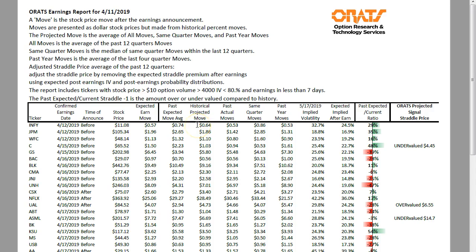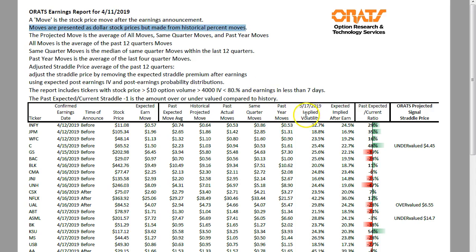And then now we're going to look at projected moves based on actual moves. So we have past actual moves, average of 12 quarters. We have the same quarter moves. For example, we're in the second quarter now, so these are all the second quarter moves. And the past year moves, so 4 quarters here. And then the average of those 3 is what we're calling the historical projected move. These aren't the average dollar movements. They are percentage movements converted into dollar movements. So we explain that up in the top here.